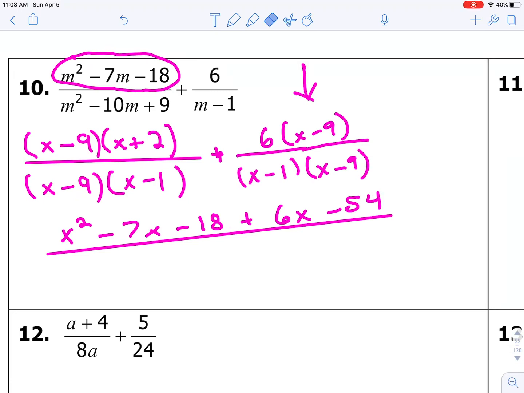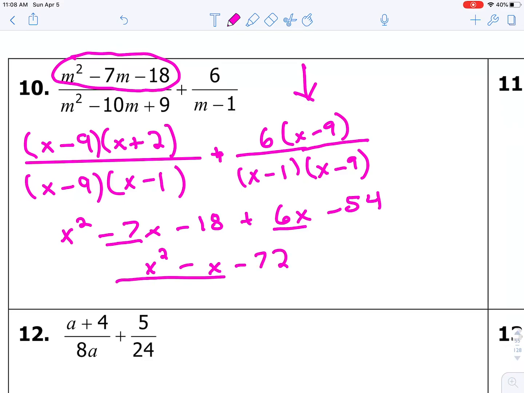my common denominator. But how about, before we write that common denominator, let's simplify this a little bit to x squared, and then we have to combine our like terms, which is going to be minus x, because negative 7 plus 6, and then minus 72. And remember, that's all over our common denominator.